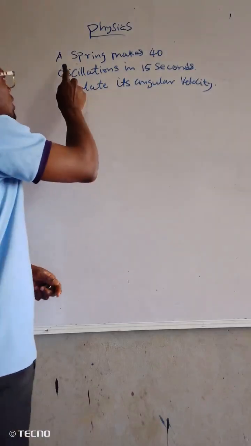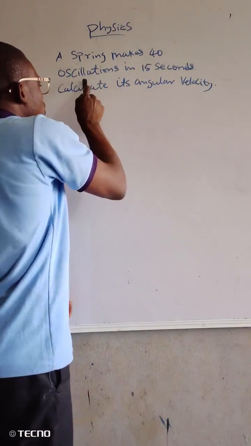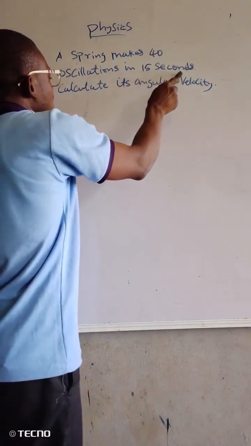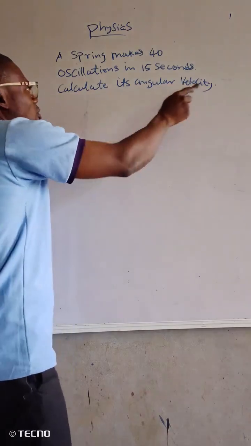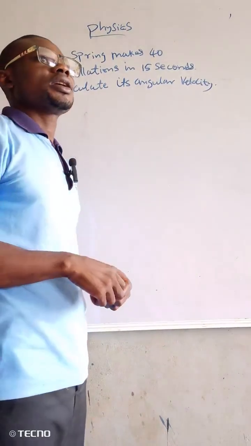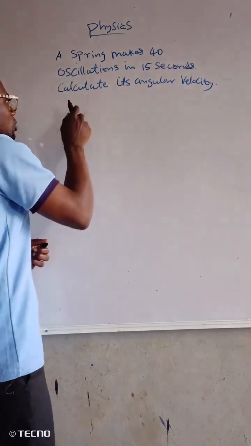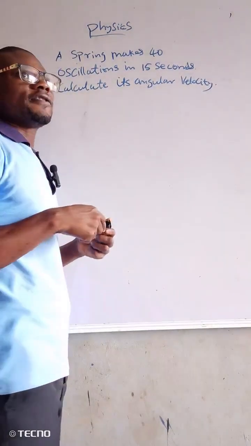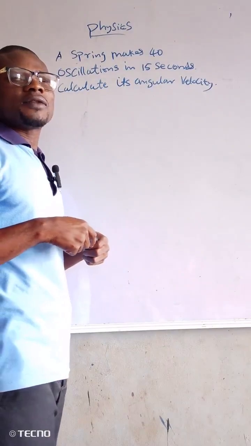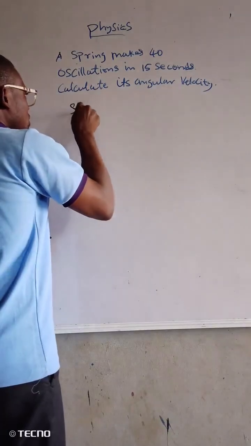The question says, a spring makes 40 oscillations in 15 seconds. Calculate its angular velocity. How do we calculate this angular velocity in this kind of question? The first thing you need to do is to write the formula. What is the formula for calculating the angular velocity?